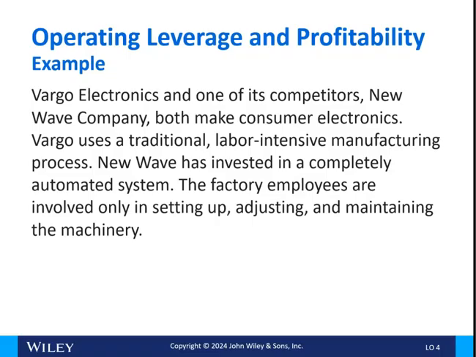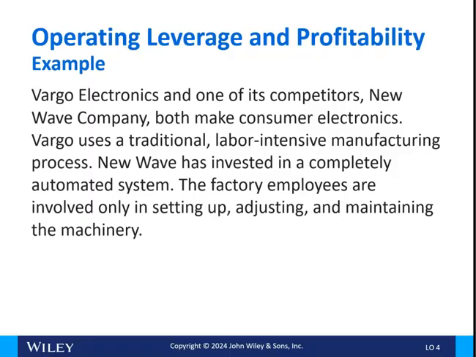So back to Vargo Electronics and one of its competitors, New Wave Company, both make consumer electronics. Vargo uses a traditional labor-intensive manufacturing process. New Wave has invested in a completely automated system. Factory employees are involved only in setting up, adjusting, and maintaining the machinery.